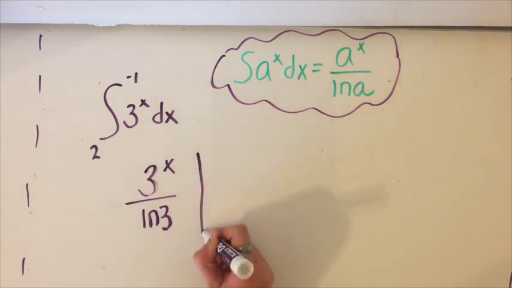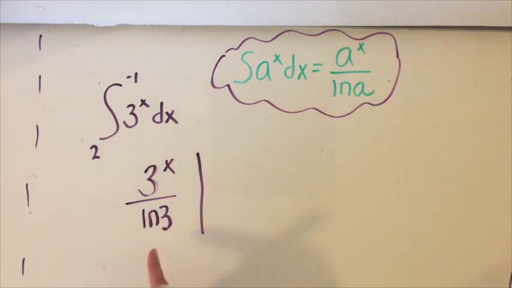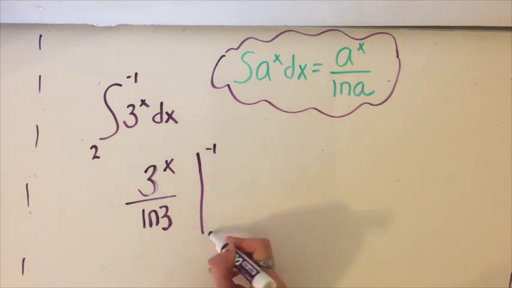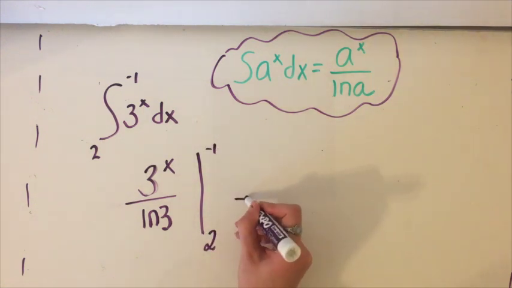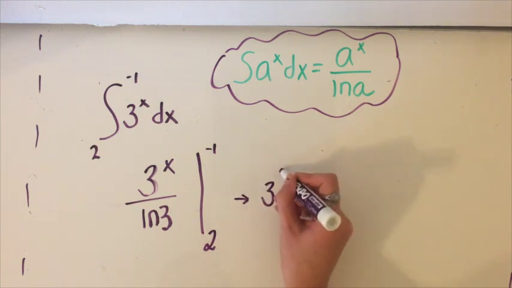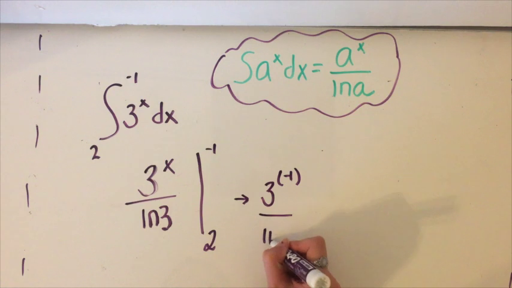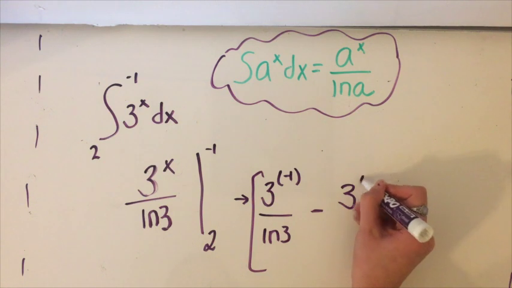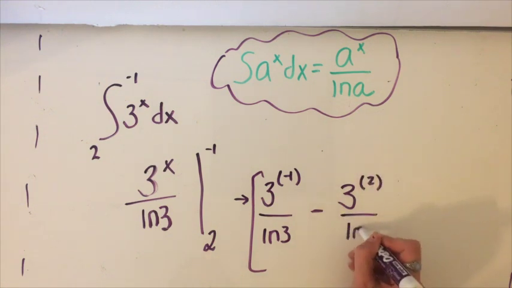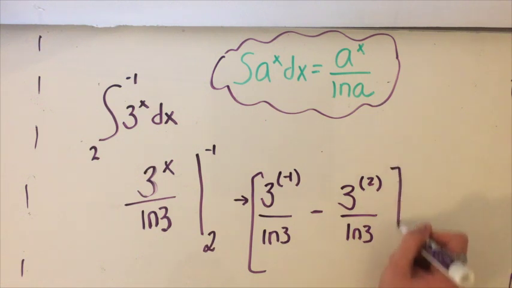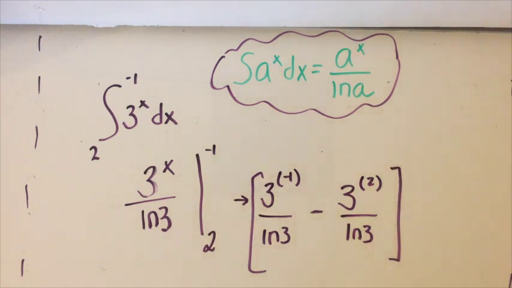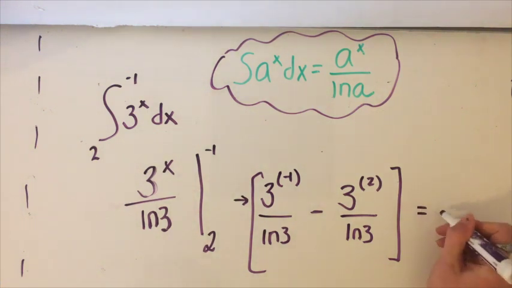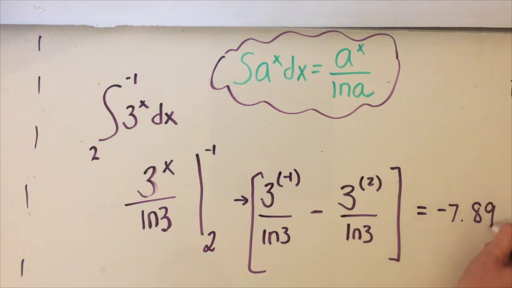Now I draw the straight line to signify that I've taken the antiderivative, and then fill in my upper and my lower bound. Okay, and now I can start evaluating. So I'm going to plug in b and then subtract and plug in a. So if I go ahead and put that in my calculator, I should get negative 7.89. So that is the integral.